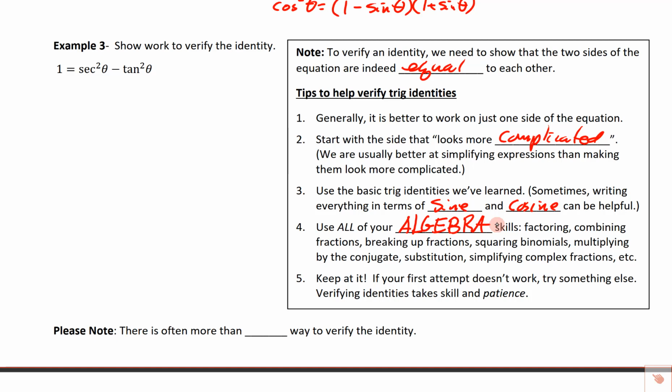Now, you may get frustrated. Try and keep at it. The ones we're giving you on the assignment, and there's only 10 of them, some of them are really, really quick. Some are hard. So before I start anything, there is often more than one way to do it. Just because your friend did it one way, as long as they legally and algebraically did it, totally fine.